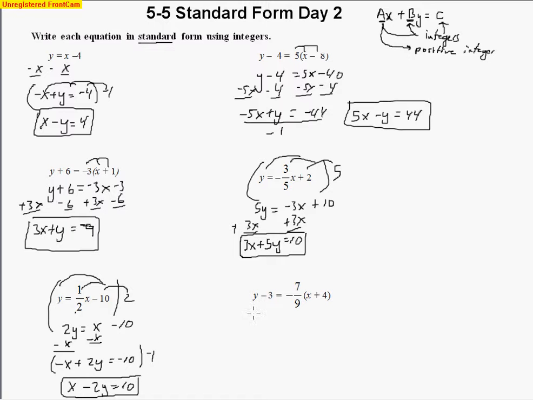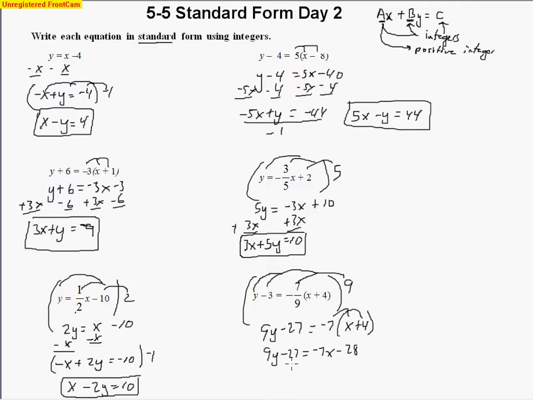So on the last one here, I'm going to get rid of that fraction. I'm going to multiply by a 9. Just multiply every term by 9, so I don't need to multiply the stuff inside the parentheses by 9 though. So I'm left with 9y minus 27 equals negative 7. Still have this negative 7 and that x plus 4 inside some parentheses. So now I have to distribute. So I'm left with 9y minus 27 equals negative 7x minus 28.